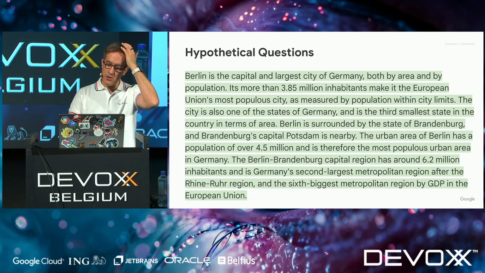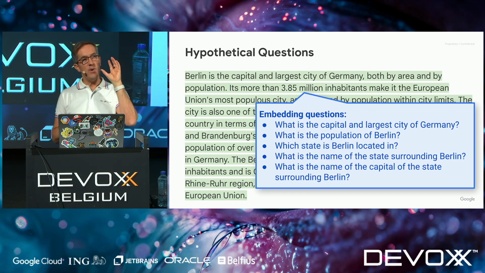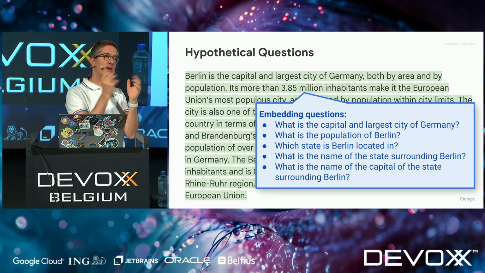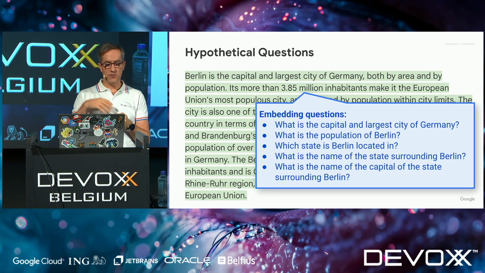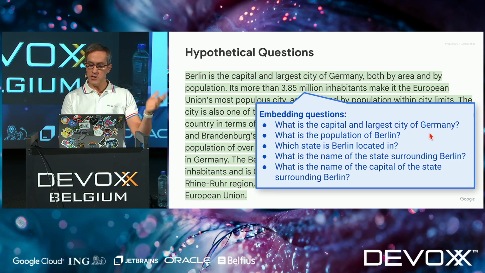You're going to use an LLM to ask which questions could be answered by the content of this paragraph. For each paragraph, you're going to do that. For example, that paragraph answers the question, what is the capital of the largest city of Germany? What is the population of Berlin, etc.